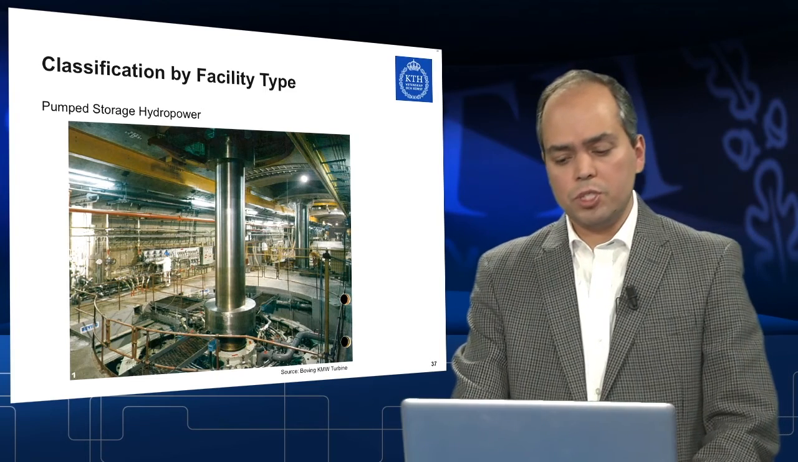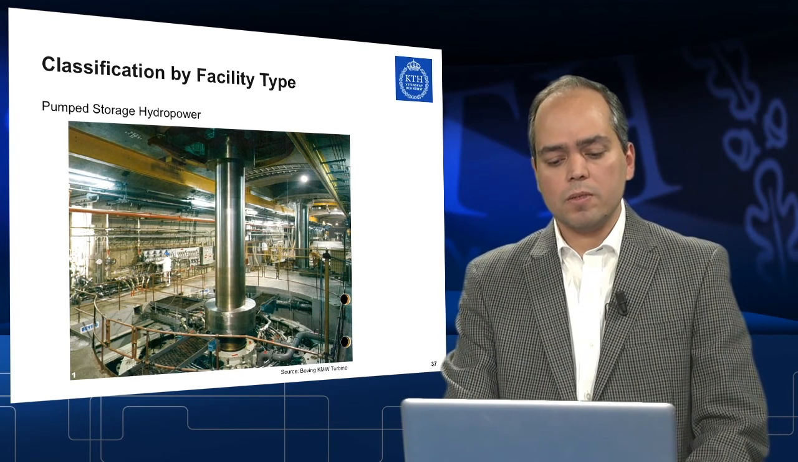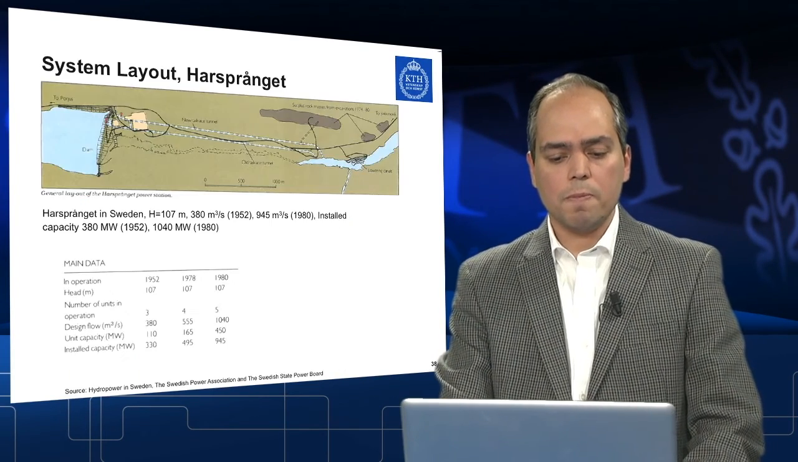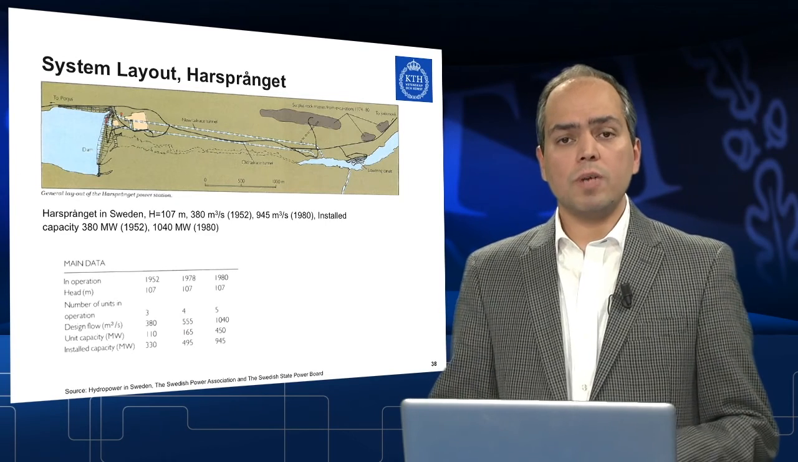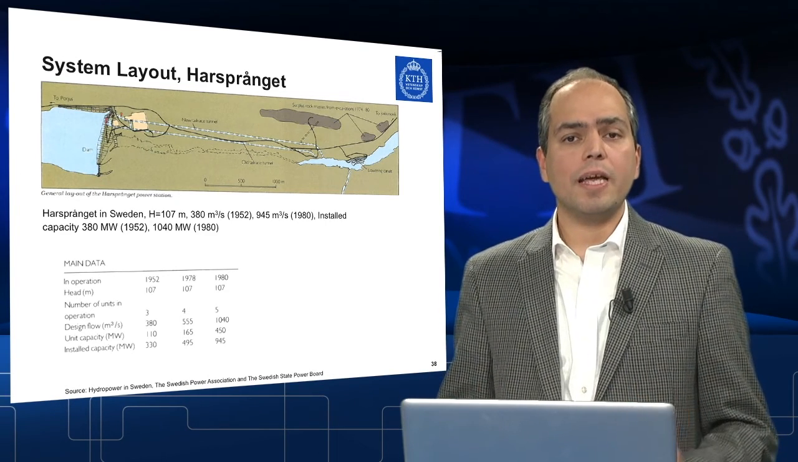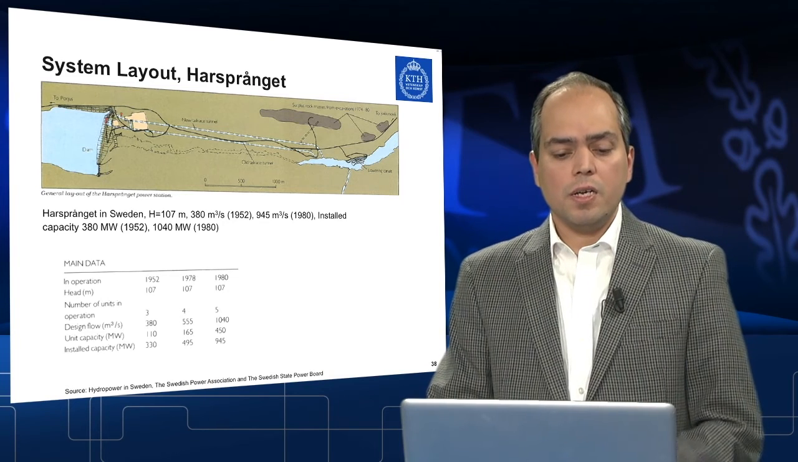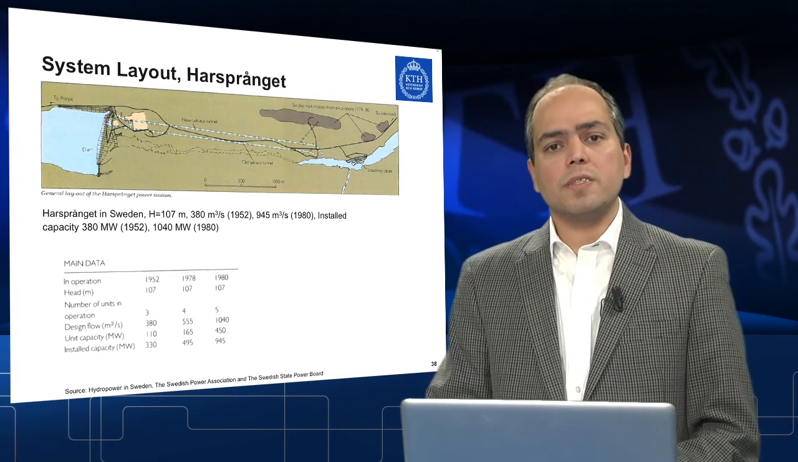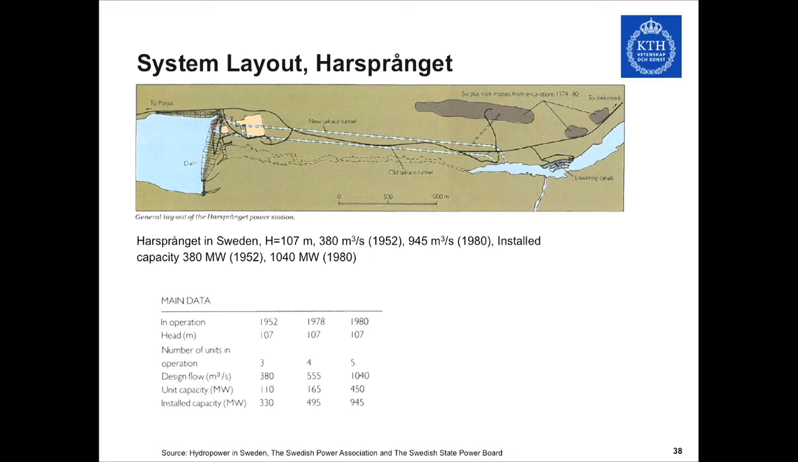Another photo here which shows the inside of this hydropower plant. So I would like to wrap up this section, this layout of the system, by mentioning the Harsprånget power station, which is the largest hydropower plant in Sweden. So if you look here, it is a dam or a storage hydropower.